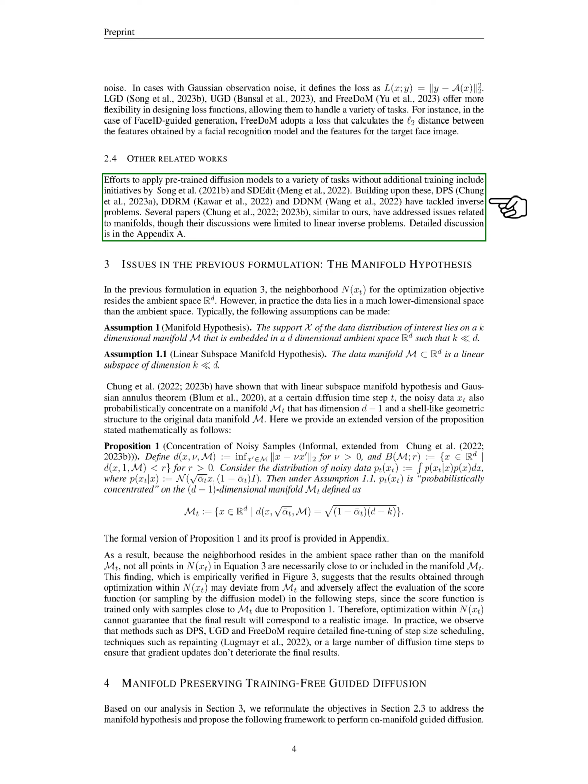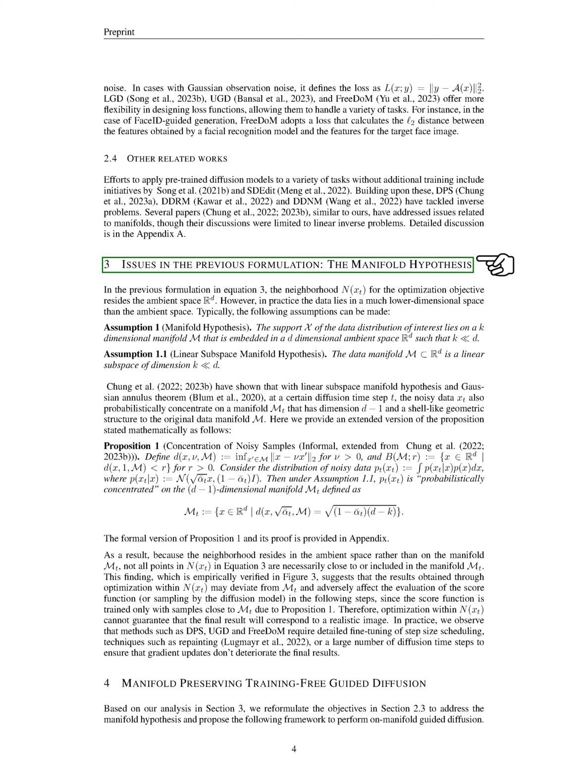There have also been efforts to apply pre-trained diffusion models to a variety of tasks without additional training. Building upon these, DPS, DDRM, and DDNM have tackled inverse problems. Several papers, similar to ours, have addressed issues related to manifolds, though their discussions were limited to linear inverse problems.